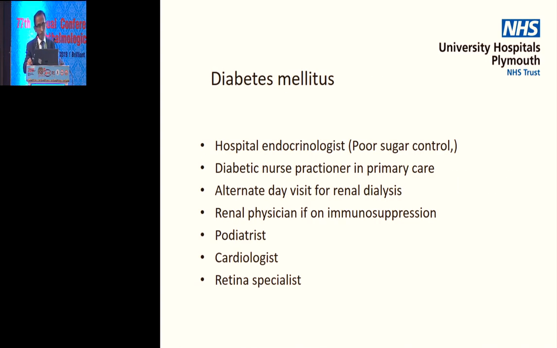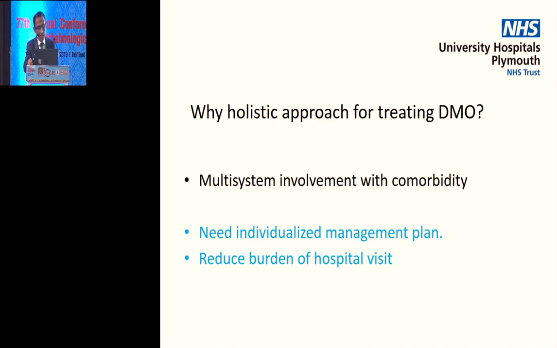So patients come to hospital for various reasons. If they're diabetic, they have to meet the endocrinologist. If they have poor sugar control, they have to see the diabetic nurse practitioner in primary care in England, of course. They may have to see the cardiologist and come on alternate days for renal dialysis if they've got renal failure. And the least we can do is to subject them to further visits as a retinologist to have more anti-VEGF injections. So why this holistic approach for treating DMO? I think it's a multi-system involvement.